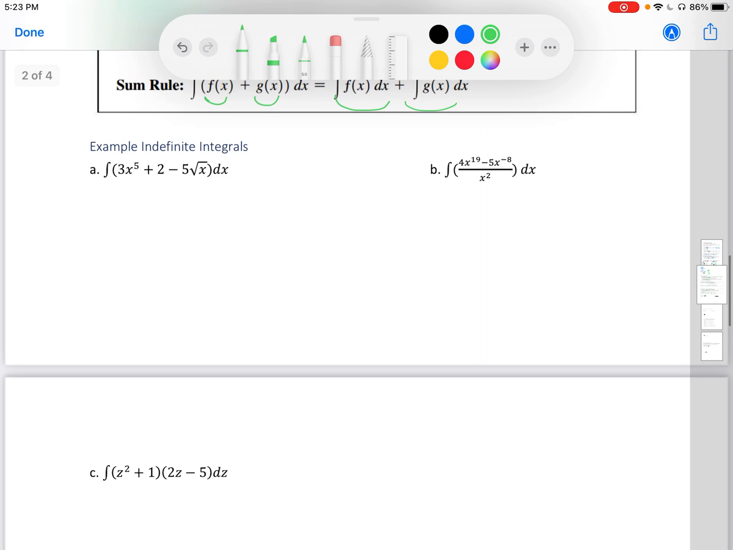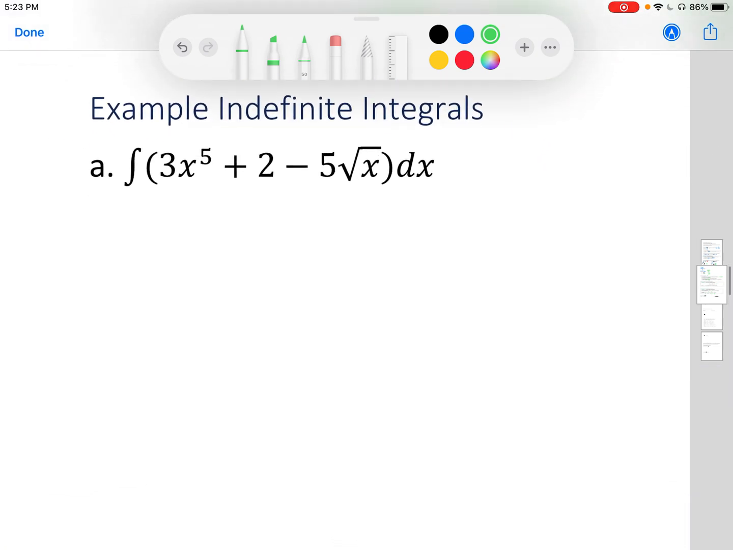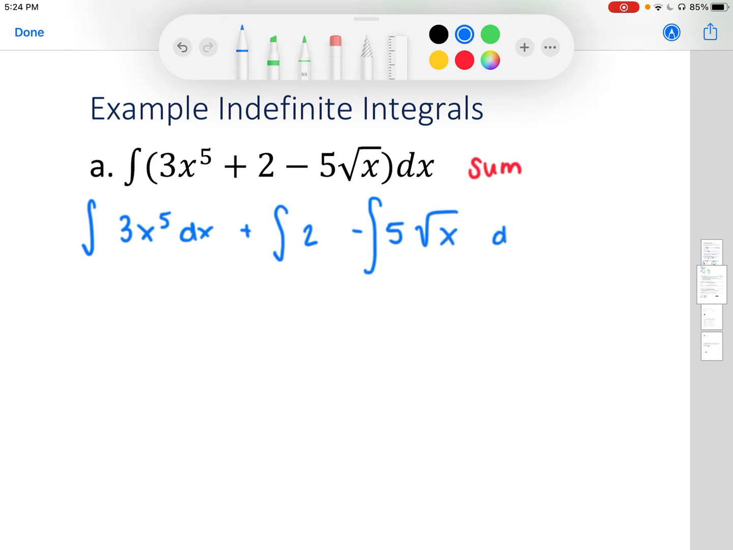All right, so let's take a look at our first example. Let's go ahead and integrate. Let's find the indefinite integral. According to the sum part of my rule, I can split this so that I have the integral of 3x to the 5th dx plus the integral of 2 minus 5 square root of x. And if I forget a dx, I'm sorry.